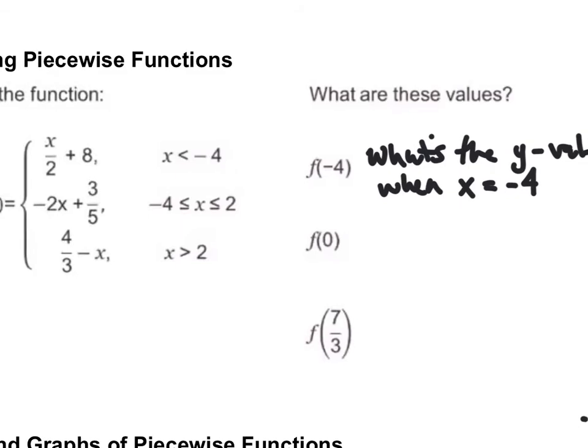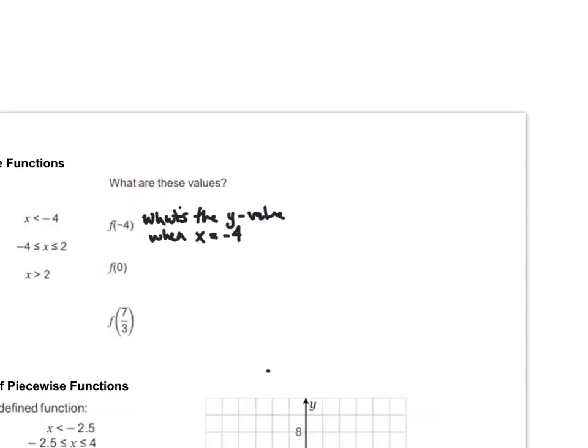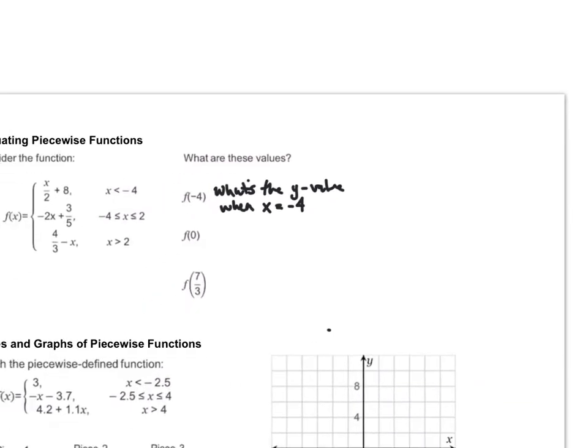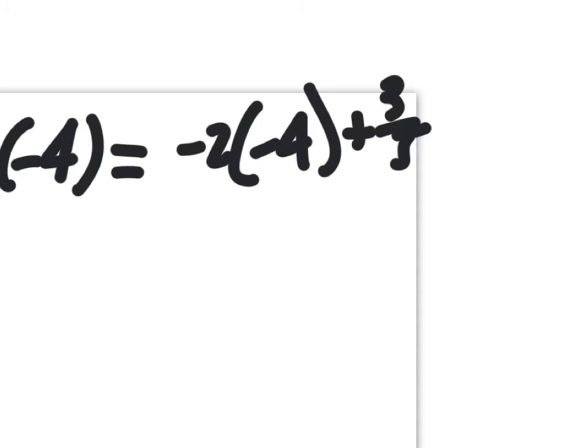So I'm going to plug in f(-4). Let me do some work over here, sorry. If I were to find f(-4), because -4 is in this domain, I would plug that number into this function. So I'm going to do -2 times -4 and then plus 3/5. Let me zoom in on that and evaluate it over here. This is going to give me positive 8 plus 3/5.